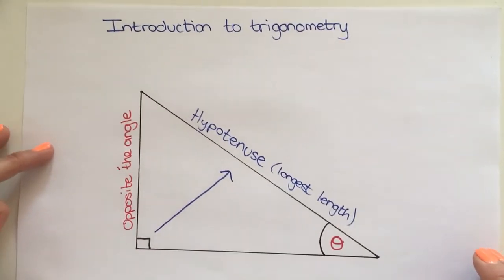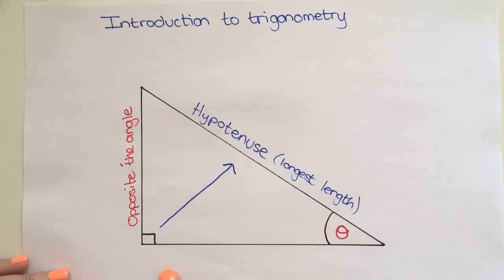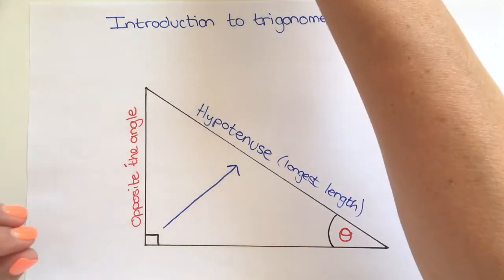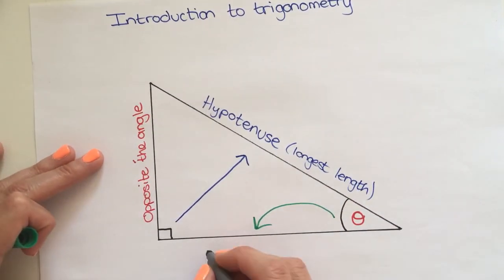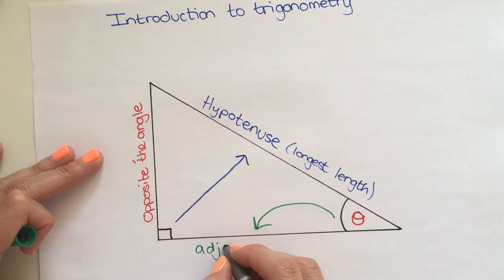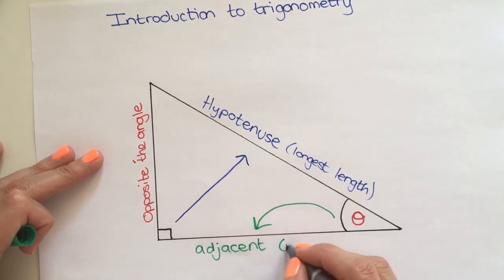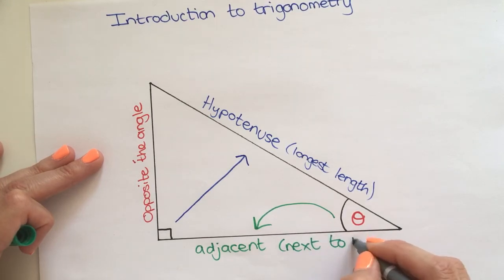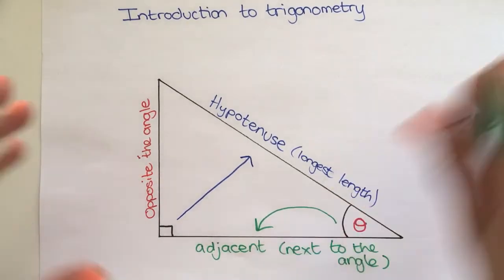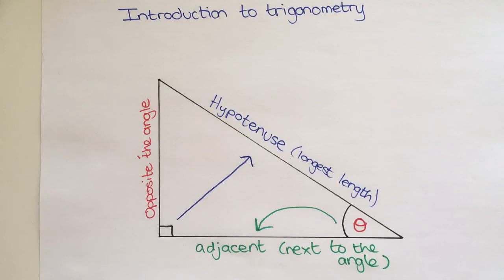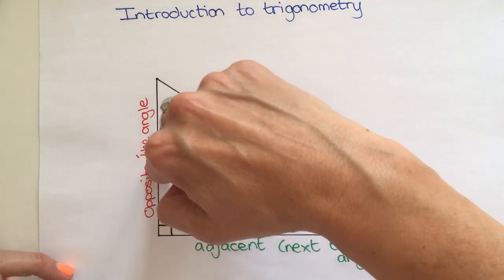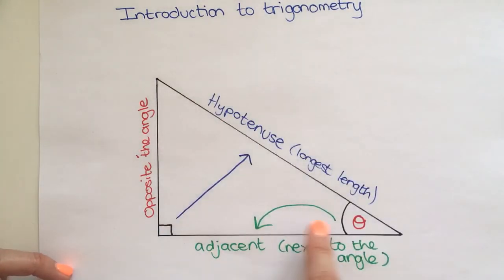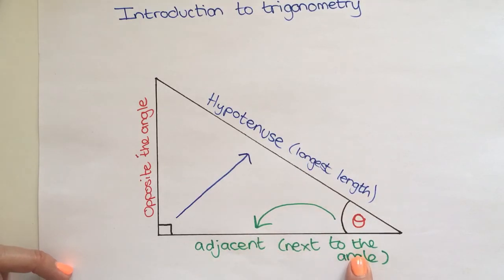Now, the other length that we need to reference is this one, and this one is next to the angle. So this one is next to the angle, and we call this the adjacent. So it's next to it. Okay, so that's the first thing when we're looking at trigonometry, label the length. So opposite the right angle is the hypotenuse, opposite the angle is what we call the opposite length, and next to the angle is what we call the adjacent.